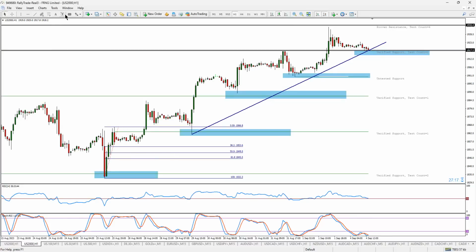And then this zone here is where I'm expecting the price to bounce from, and then start going up. So this 38.2, 50.0, and 61.8, these are what we call the golden zone, where you're expecting price to bounce from.